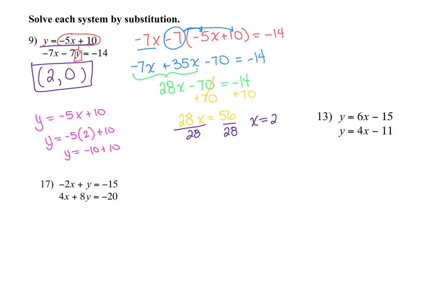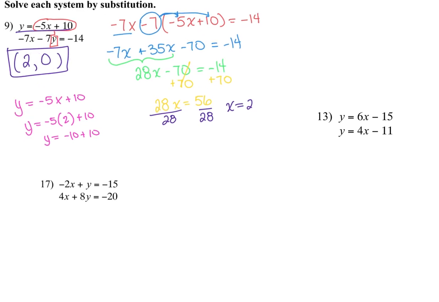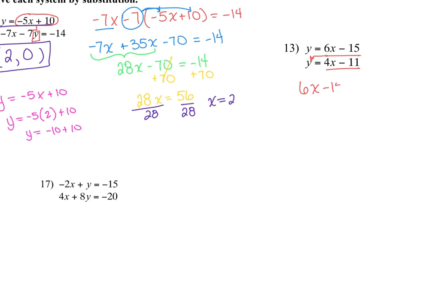So number 13 has y equals, right? And so we definitely have variables that are by themselves. We have two equations with variables by themselves, and they're equal to the same variable. So in this case, we actually just take the two groups and set those groups equal to each other. You can think of it as substituting in the y over here. You're going to take just the 6x minus 15 and set that equal to the 4x minus 11.